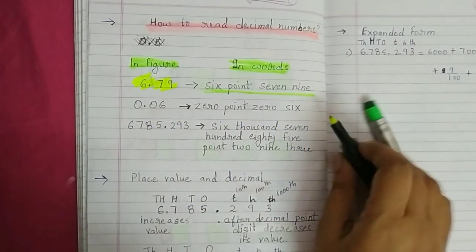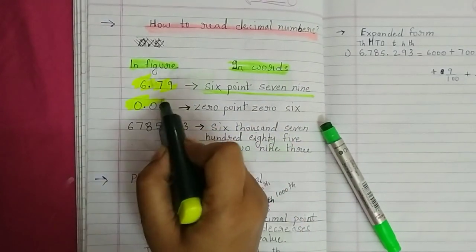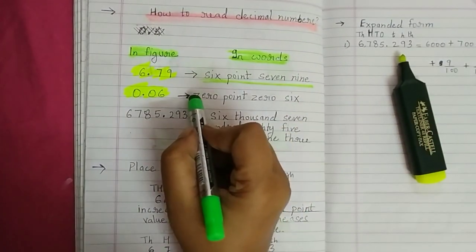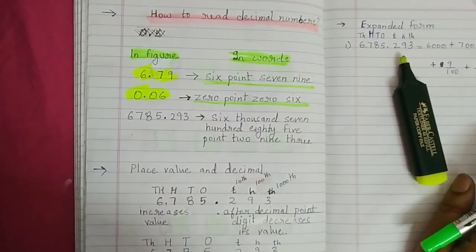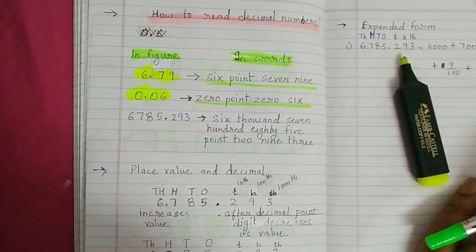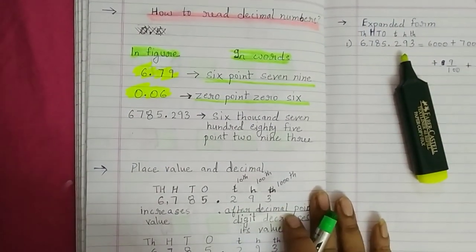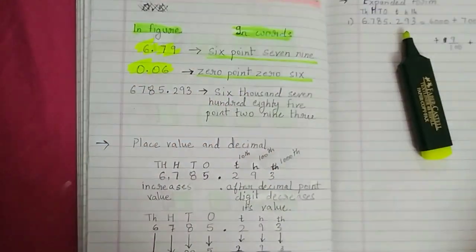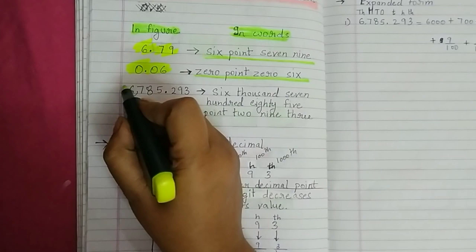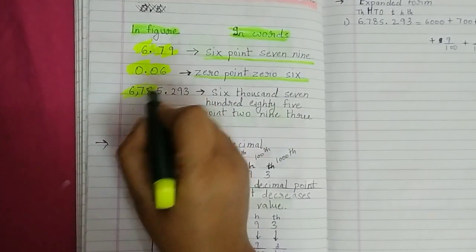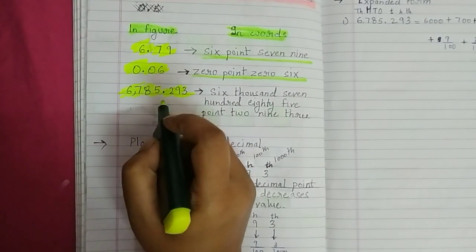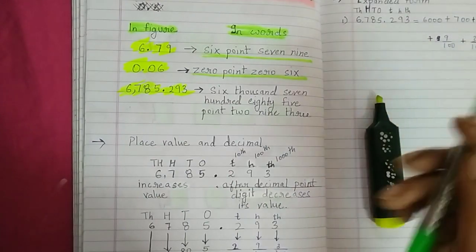6.79. Okay, now see the next example. 0.06. How am I reading? 0.06. So I will be writing, children, 0.06. The way we read a number in digits and figures, we will write it in spellings in the same manner. Is it clear, children? Now see, this number is 6,785.293. So how am I going to write this number?